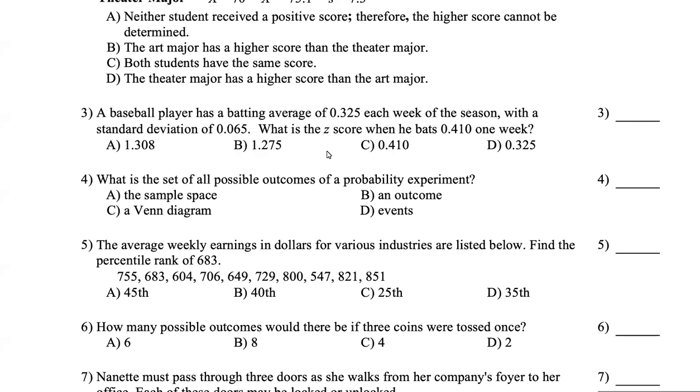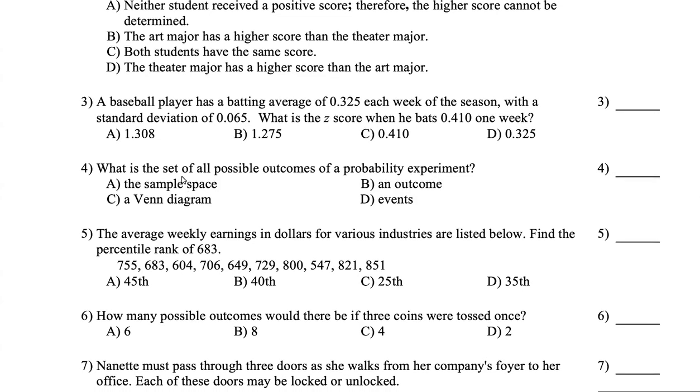That one is still z-score, right? A baseball player has a batting average of 0.325 each week, with a standard deviation of 0.062. What's the z-score when he bats 0.410? So apply the z-score formula directly.